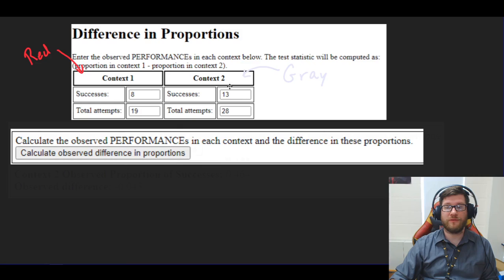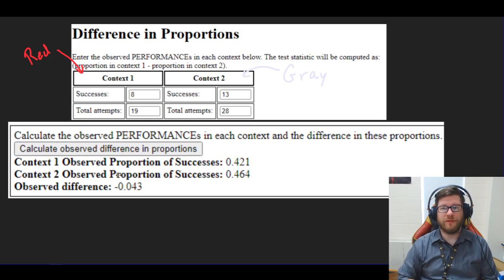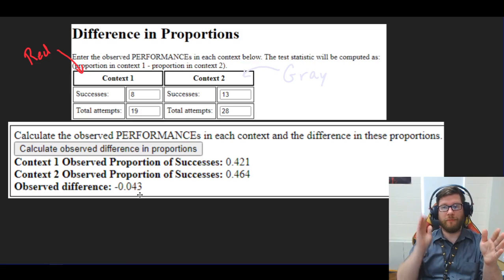We plug in the total number of successes and the total number of attempts, and then we hit calculate the observed difference in proportions. Once we hit that, we'll see something that pops up that looks like this. That says, here's our proportion of successes for context one, here's our proportion of successes for context two. Our observed difference is 0.043.